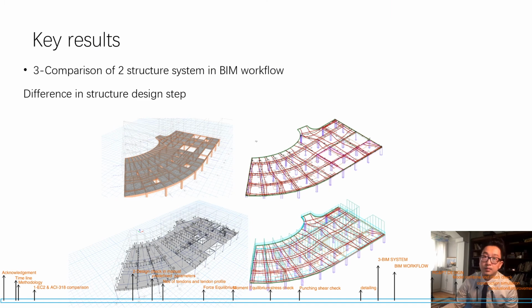Okay, so here's the BIM workflow. The left side is RC, the right side is post tension. The top one, the first row, is the modeling result. So the local load applies on the line of the floor.